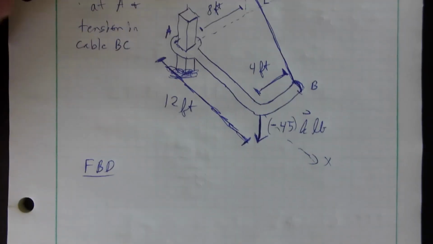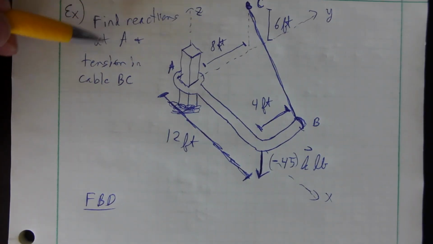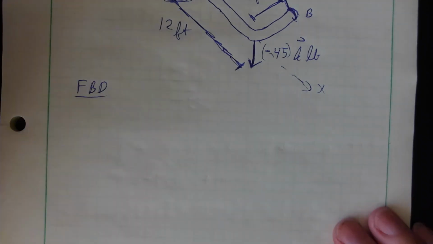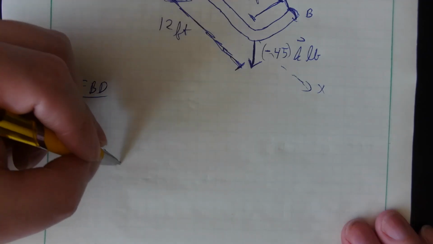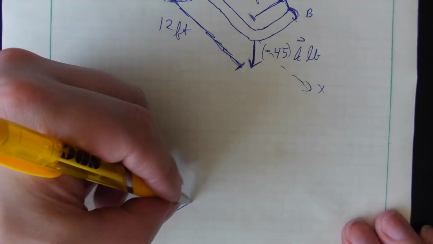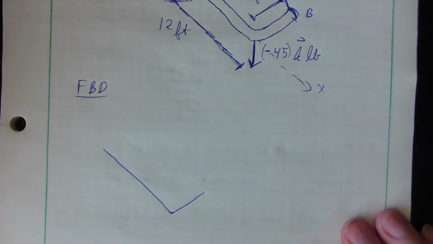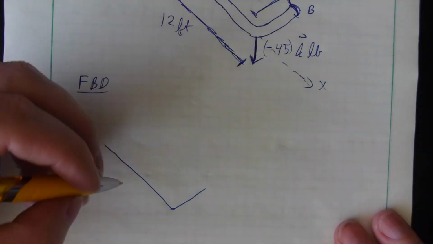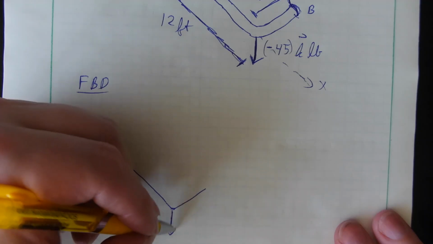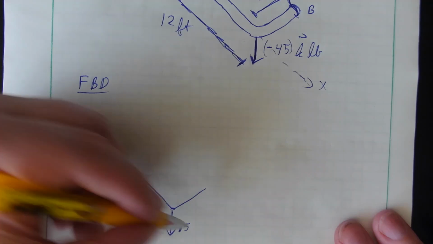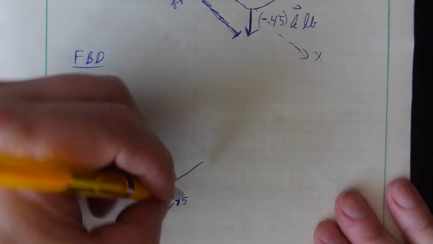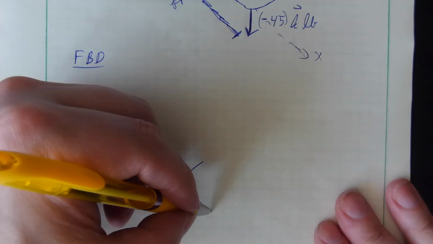What am I looking for? I'm looking for reactions. Those are forces and moments. What's a good way to find unknown forces and moments? A free body diagram. And so I'm just going to draw a simple wireframe of this elbow, and I've got this 45 pounds. When I draw a free body diagram, I like to draw everything resolved into its x, y components.